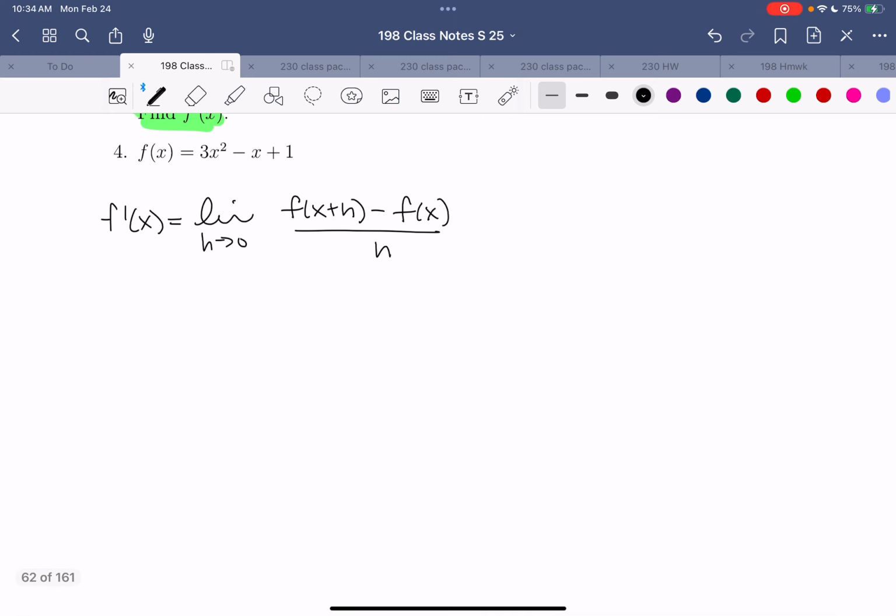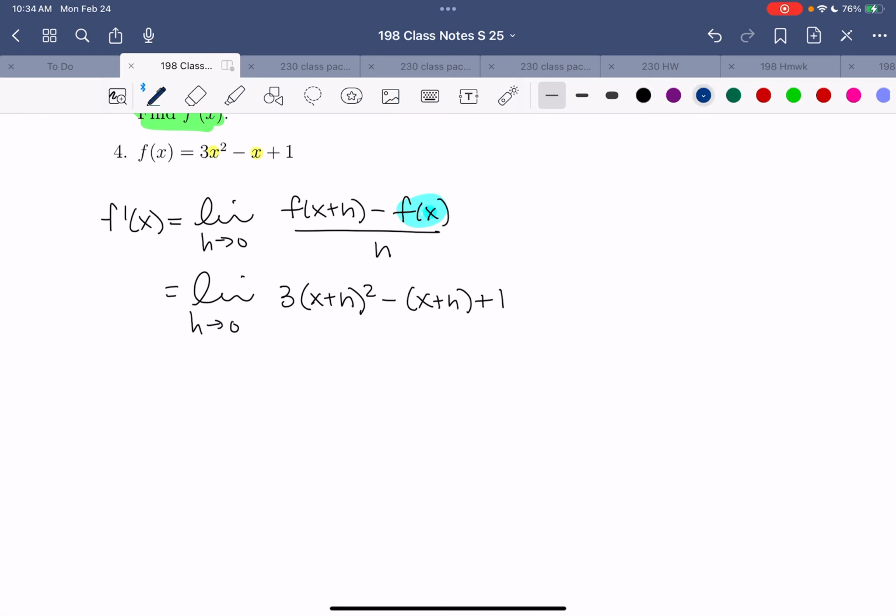Now I'm going to go ahead and plug in. So my f of x here is exactly the function above, okay? But my f of x plus h means that in each of those x spots, I have to replace that with an x plus h in parentheses. It's going to look something like this. So we'll have the limit as h goes to 0 of 3 times x plus h quantity squared. So I take that x, replace it with an x plus h in parentheses, minus x plus h in parentheses plus 1. So that's my f of x plus h.